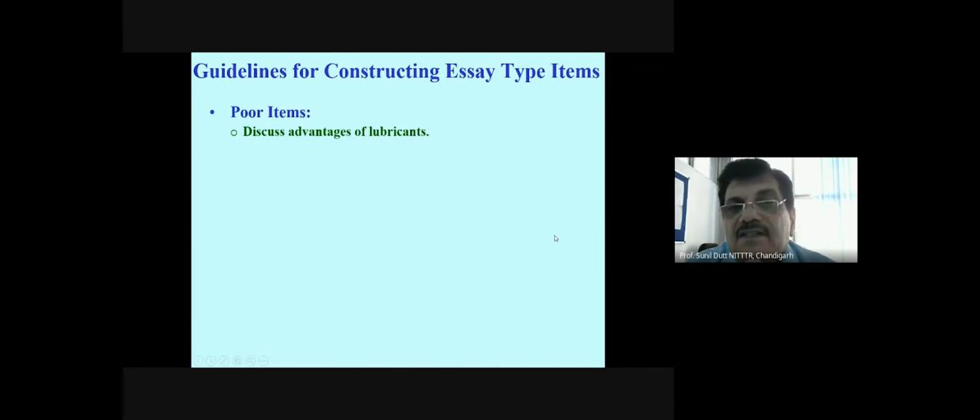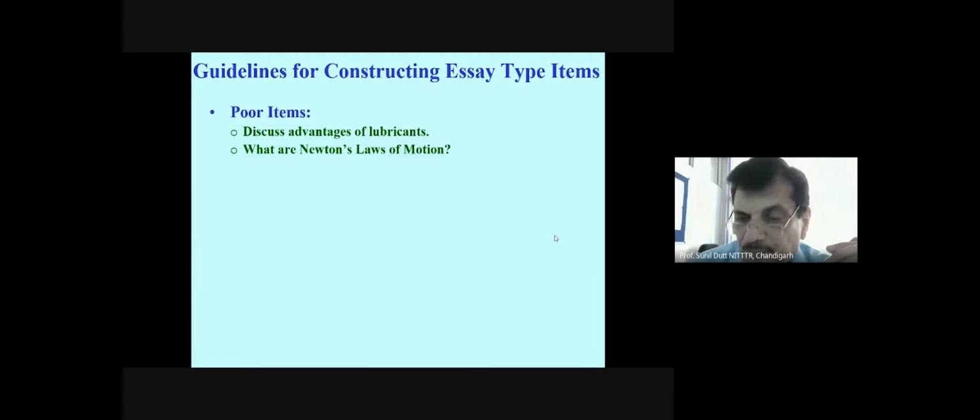Discuss advantages of lubricants. How many advantages? There are various types of lubricant. Which specific type of lubricants? That is, advantages of which specific type of lubricants are you looking for? Not clear. What are Newton's laws of motion? I have discussed yesterday also. Whether you want him to describe all the three laws with one example or two examples, not clear.